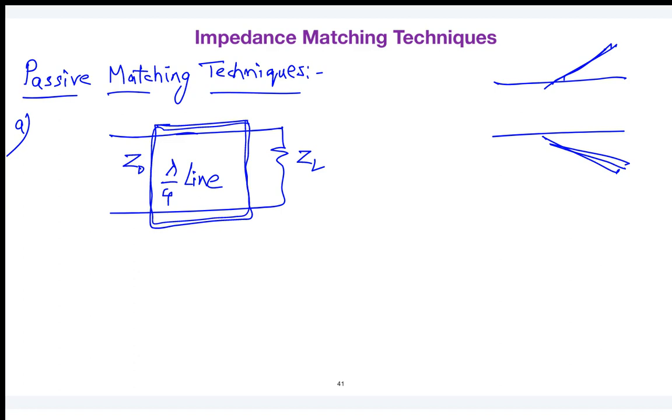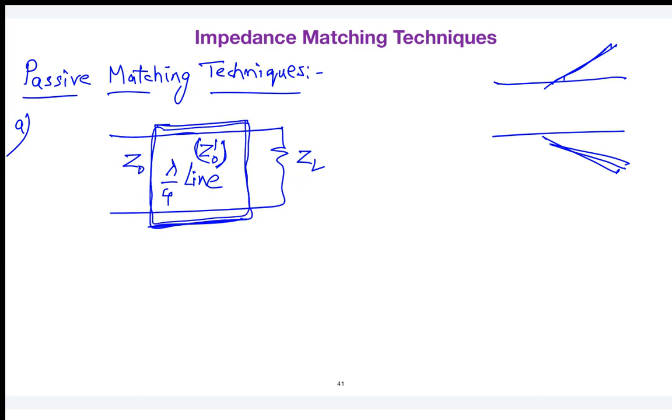So how it can be done: see here, it is just a simple design. Make sure that the lambda by 4 line is placed very close to the load. And I can assume that Z0 prime is the characteristic impedance of the lambda by 4 line, which I don't know initially. I will try to find out the value of Z0 prime in order to do the impedance matching. So for that, I have placed a lambda by 4 line very close to the load.